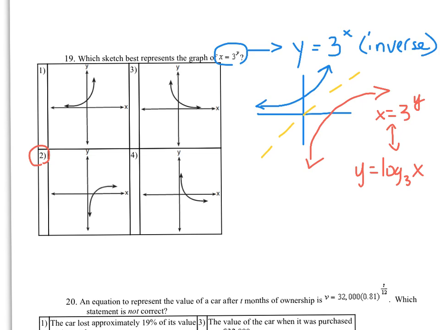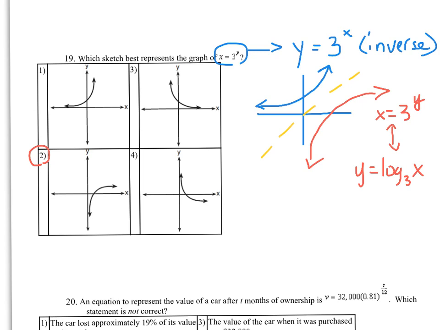Okay, please make sure that you read this question carefully because it says which statement is not correct. So we're looking for the one that's false. Now, the first thing that I would take note of is to look at the original equation, and we notice that this number here is less than 1. So if something's less than 1, we have a depreciation or decay that's occurring.